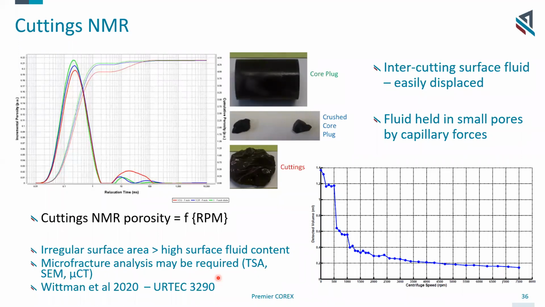If this is an area that you're particularly interested in, if you get in touch with us, let us know and we can send you a copy and the link to the YouTube. But the issue, as I said, is the irregular surface with the cuttings, and that's overcome by using a centrifuge. So the value of the NMR porosity we found is almost a function of the speed at which we spin the samples in the centrifuge.